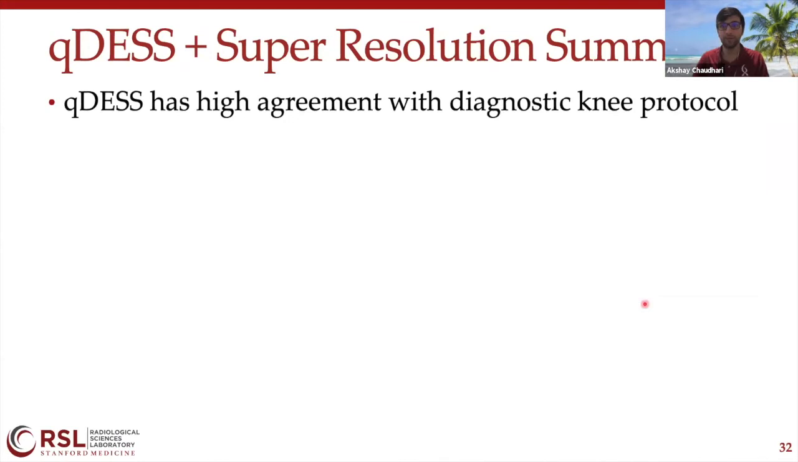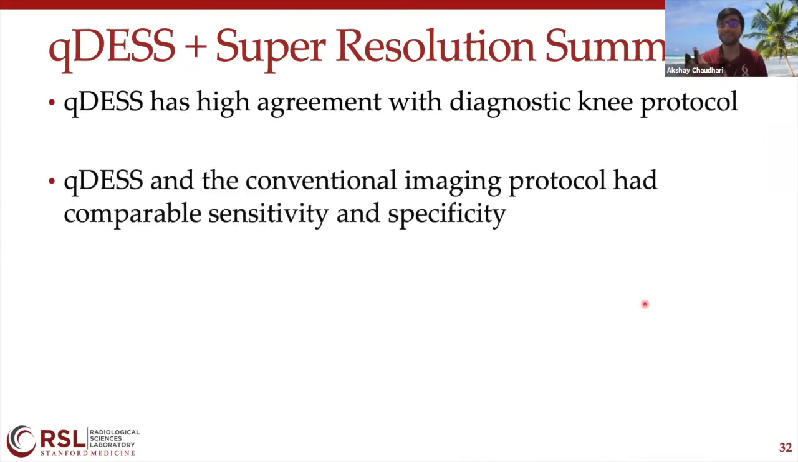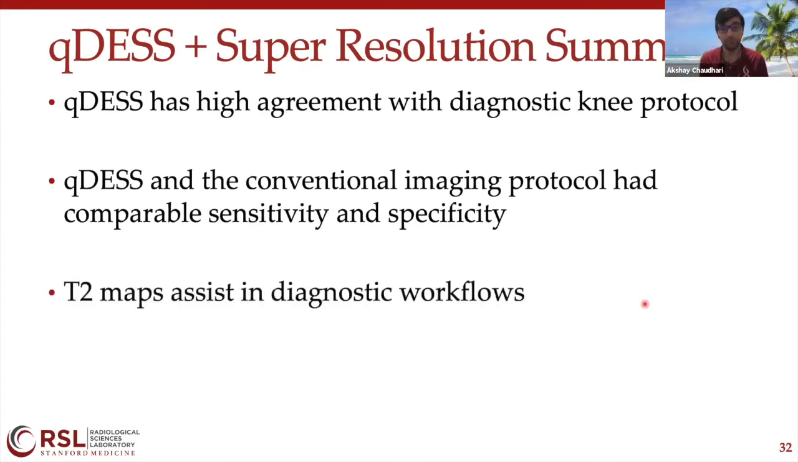So using this particular study where we paired our fast quantitative imaging sequence, qDESS, with an artificial intelligence-based super resolution platform, we saw that in our cohort of 50 patients, we had high concordance with the diagnostic knee MRI protocol findings. We had similar sensitivity and specificity between qDESS and the conventional imaging protocol. For the first time, we're actually able to use quantitative T2 mapping in a diagnostic imaging workflow.